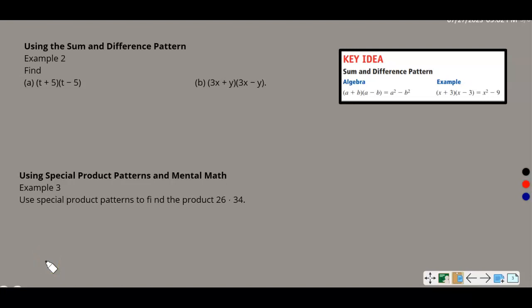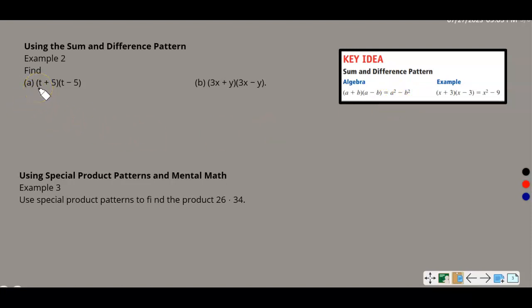All right, using the sum and difference pattern. All right, so you can see same binomial, different sign in the middle. This is the only time you can ignore your middle terms. If you still do your middle terms, they'll cancel out, but you can ignore the middle term. You can see over here, key idea, A plus B times A minus B, same binomial, different sign in the middle, equals A squared minus B squared. So this one's always going to have a minus in the middle.